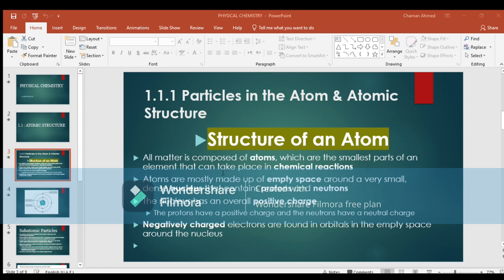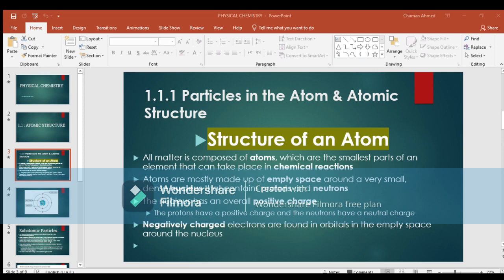This is our CIE AS level syllabus. The code of the subject is 9701, and you can see here we'll be dealing with each concept according to the syllabus. And the first concept is concerned with atomic structure, and that is 1.1 particles in the atom and atomic radius. Okay, so these are the sub concepts that we're going to discuss in today's video and in future videos as well. So you can see here all the concepts one by one.